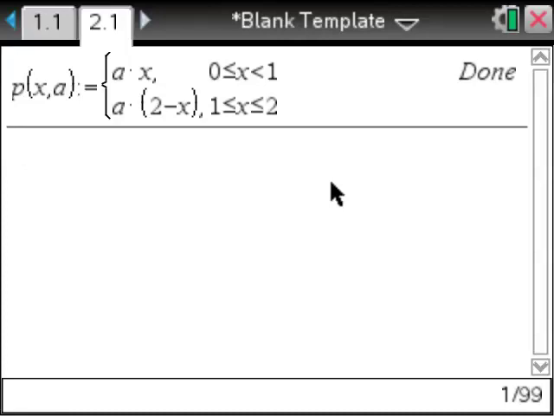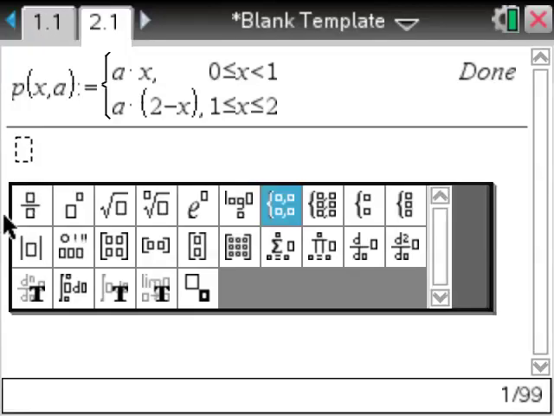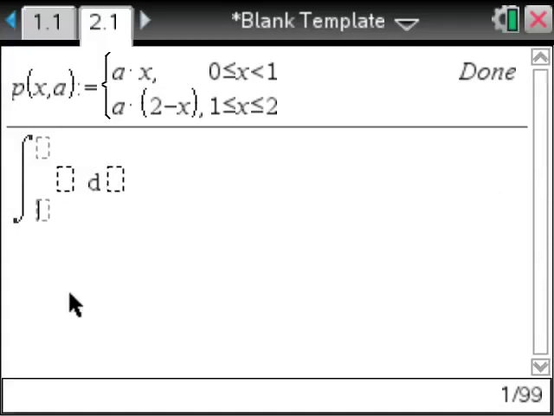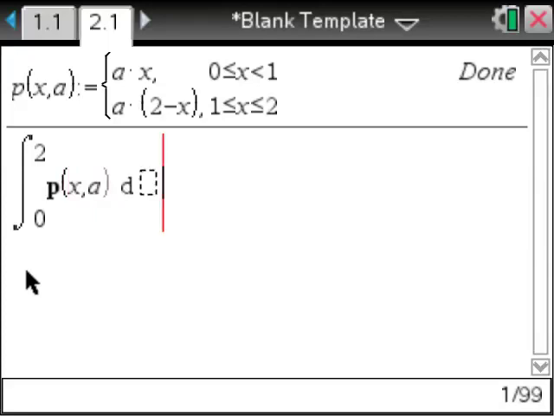The constant value of a will come from when the sum of this probability is equal to 1. I'm going to press the template key, and I want to do the definite integral over the whole values of this function, which goes from 0 to 2. I press the var key to pull up my function p, and do x comma a, make it dx, and make this all equal to 1. That's effectively the equation I'm going to solve.